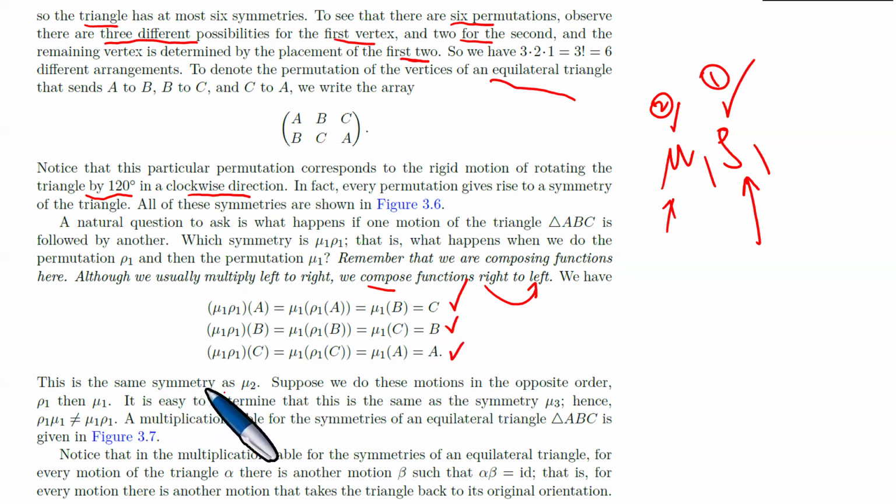This is the same symmetry as, anyway, I'm just saying the next one is going to be done in the same fashion, right? So this is the same symmetry as mu2. So you can do the same. You can put mu2, mu2, mu2 and do the same.